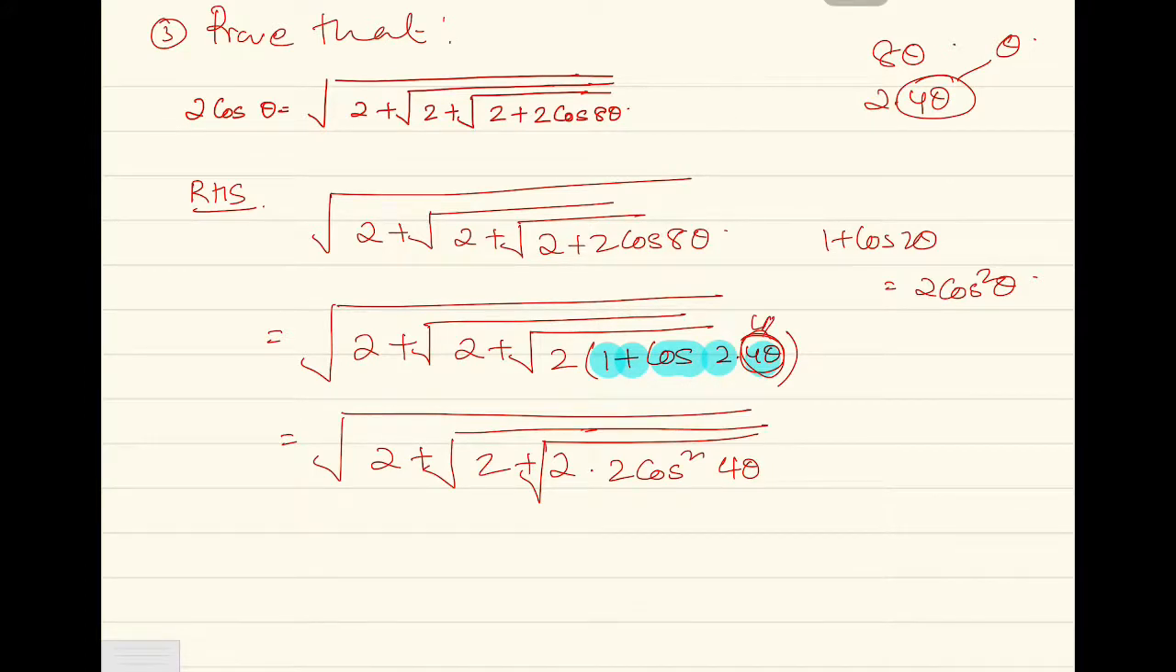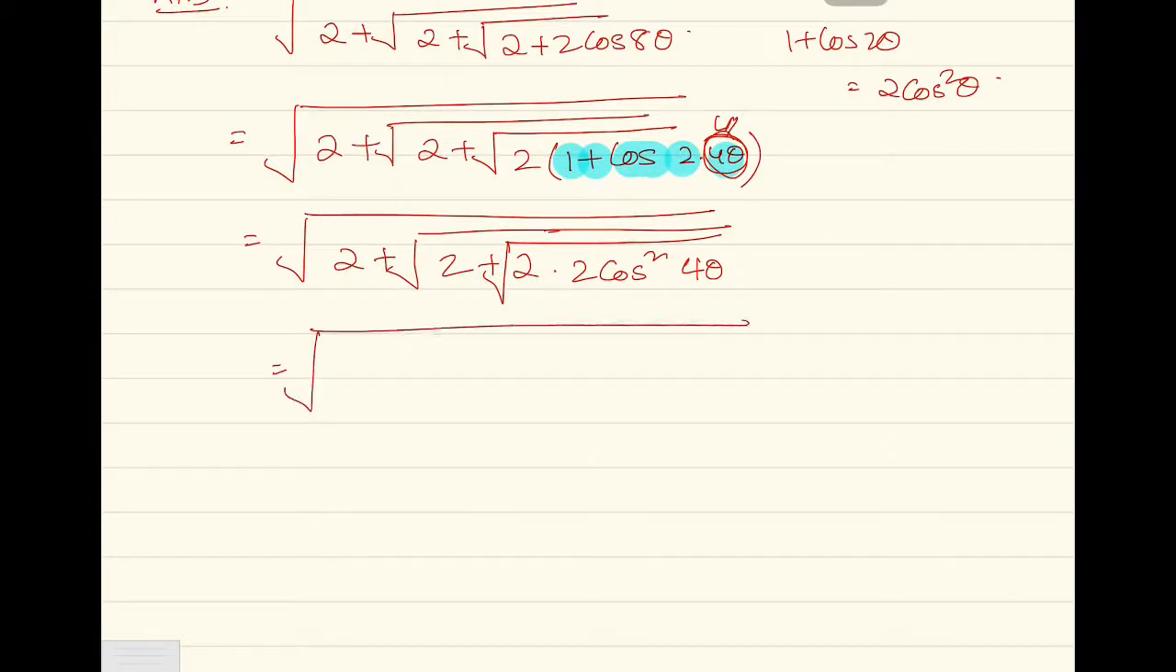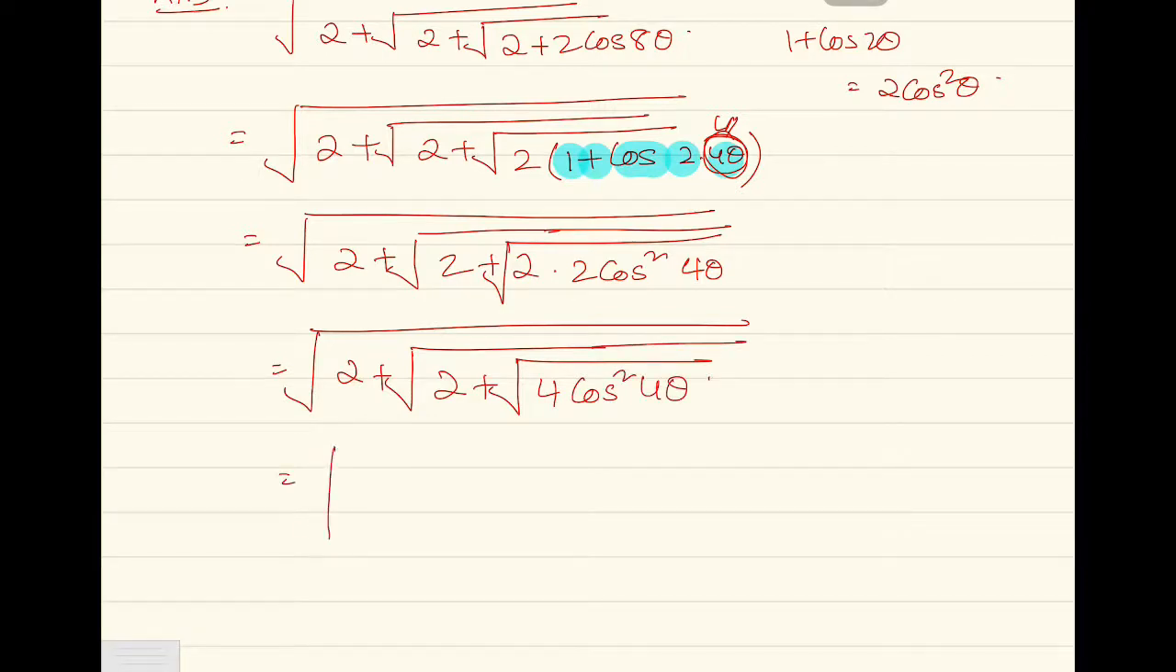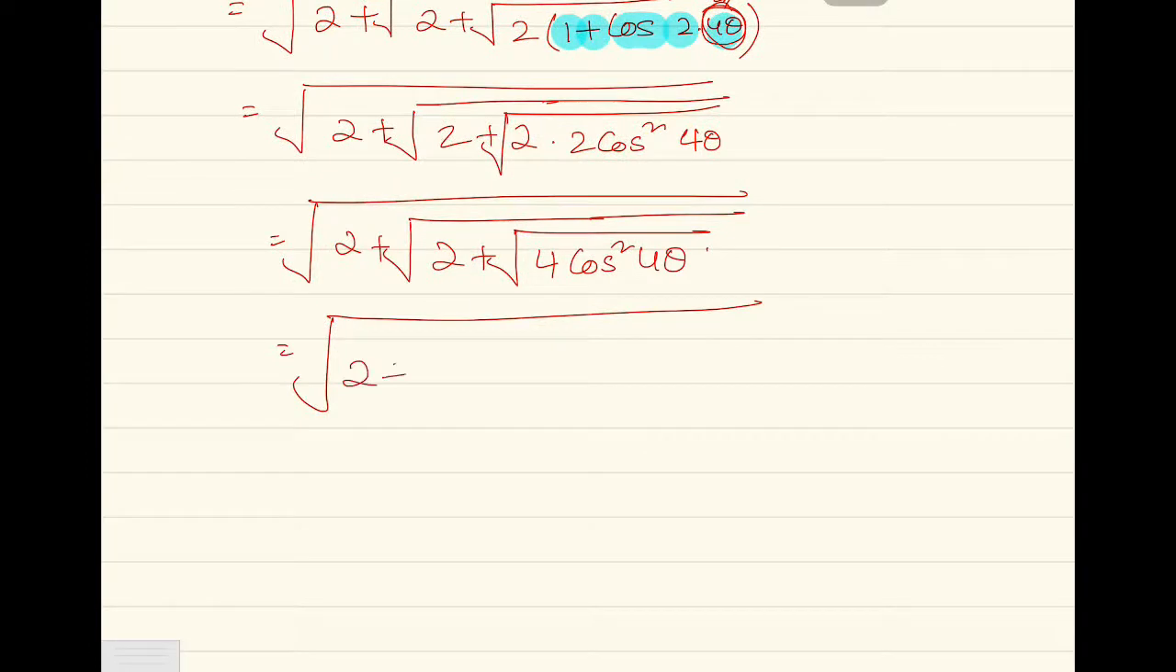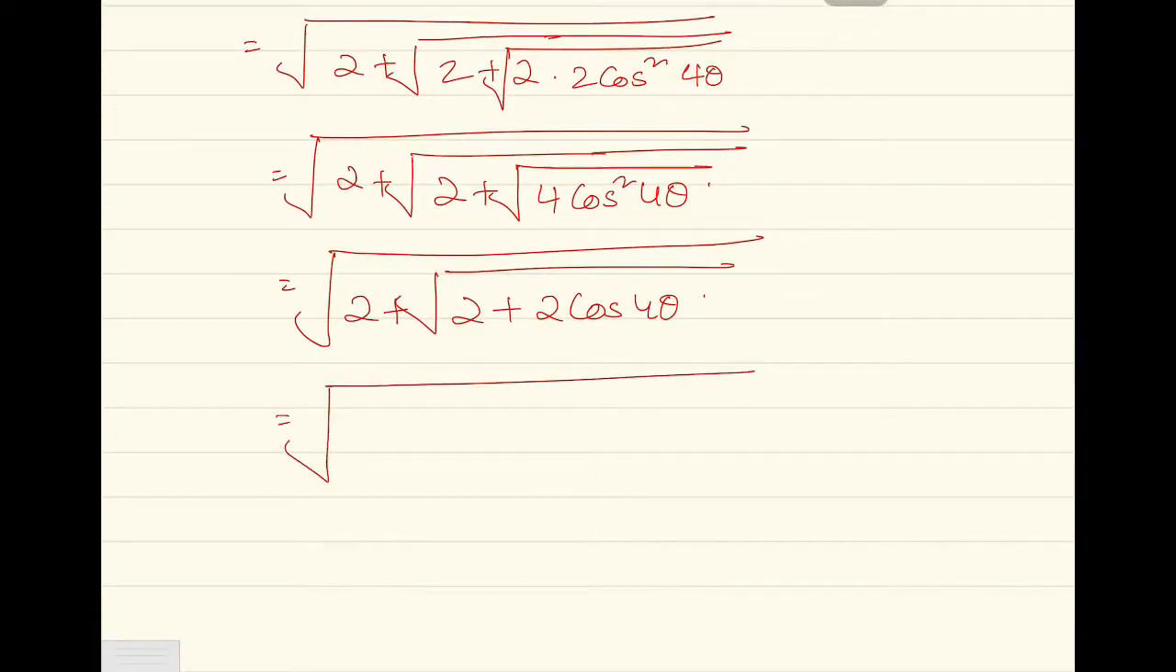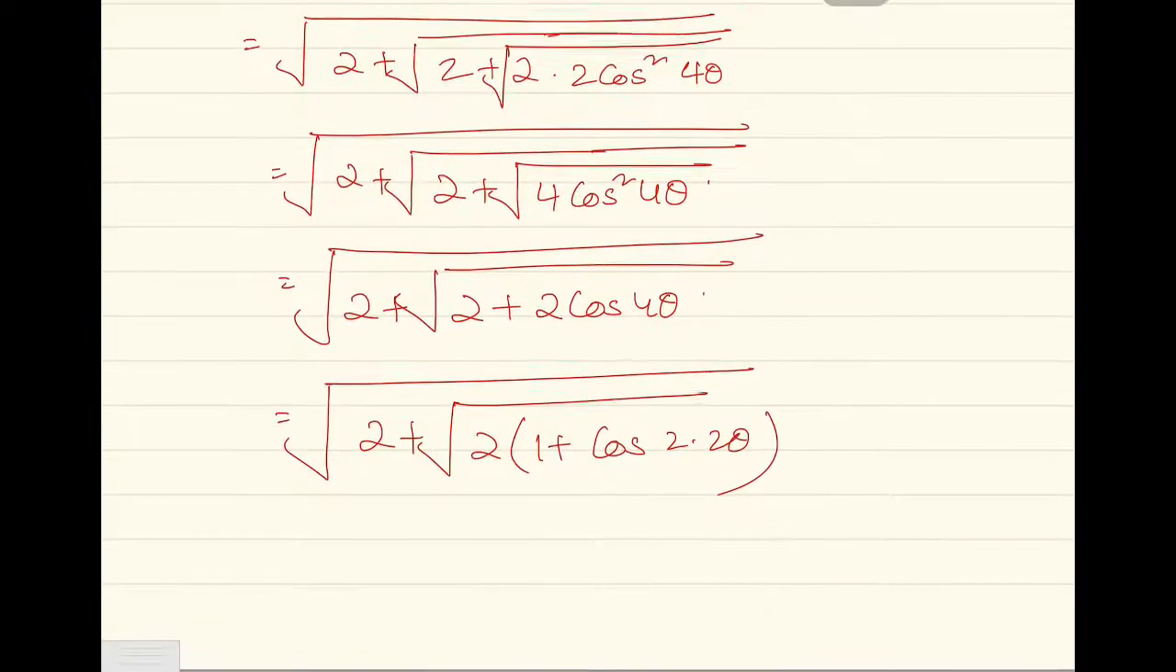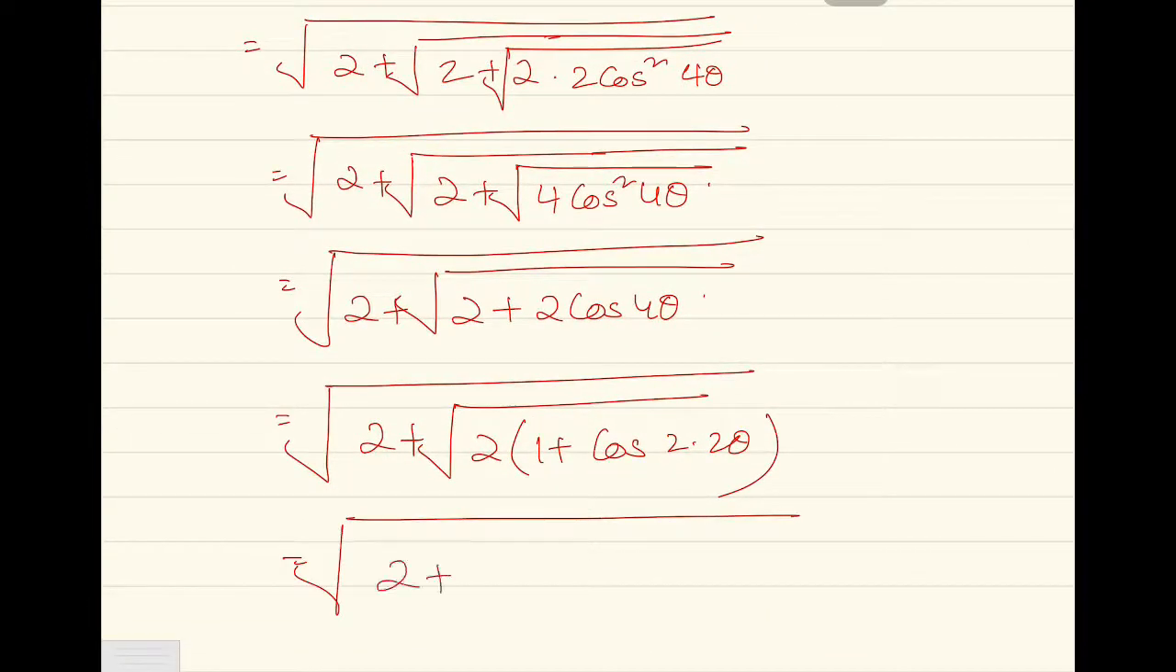Okay, so next step, what I can do here is repeat the same process till the square root gets exhausted. Now 2 plus under root 2 plus, here I have under root 4 cos square 4 theta. So what can I do here? I can remove the square root sign. So I'll get 2 plus under root 2 plus 2 cos 4 theta. Okay, the same process can be repeated now. So I'll get under root 2 plus under root 2 common, and here I have 1 plus cos 2 into 2 theta. Instead of 4 theta, I can write that. Then the same process, 2 plus under root 2, and what is the formula for 1 plus cos 2 theta?